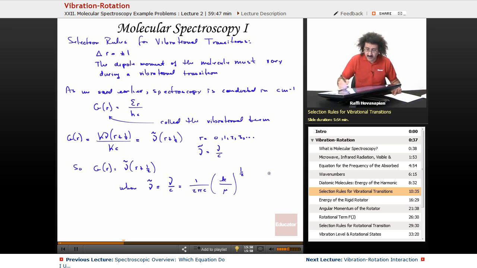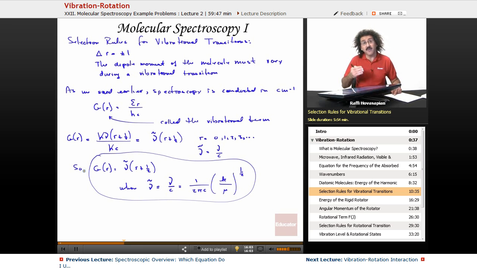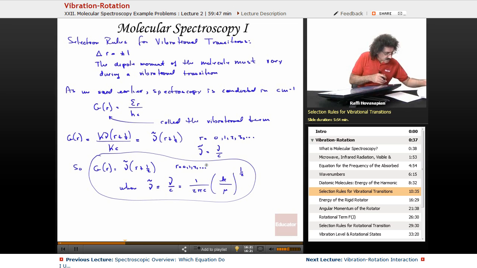So this is the important thing right here. This gives us the energy of a particular vibrational state, depending on the quantum number v, where v equals 0, 1, 2, and so on. It gives us the energy of that particular vibrational state expressed in inverse centimeters. That's all this is. Okay. Now, so that's the energy of the harmonic oscillator.